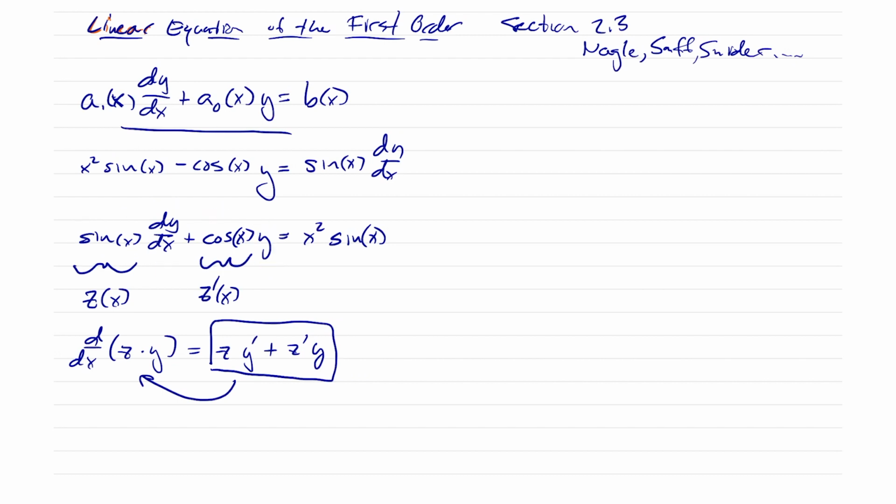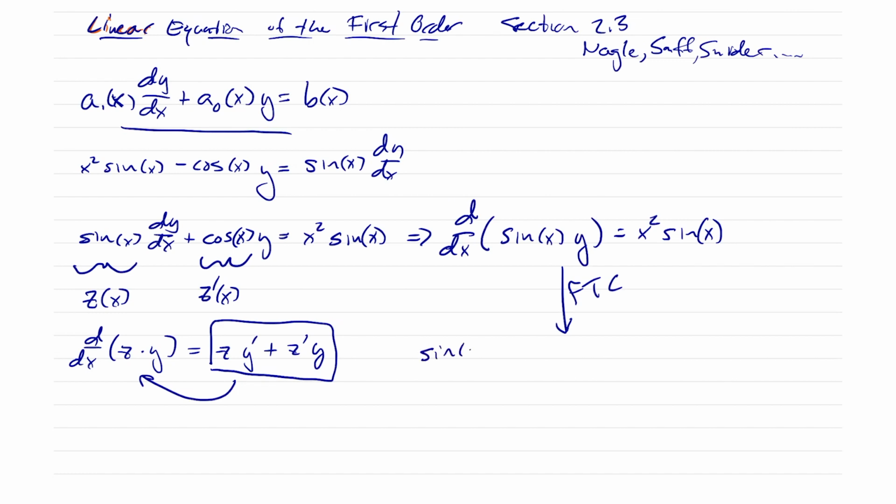And so that tells us that we can change this equation to just being d by dx of sine of x, that was our z, times y. And now this is equal to x squared sine of x. Okay, so now I can use the fundamental theorem of calculus, and on the left-hand side it gives me this: sine of x times y is equal to the integral of x squared sine of x dx plus c.